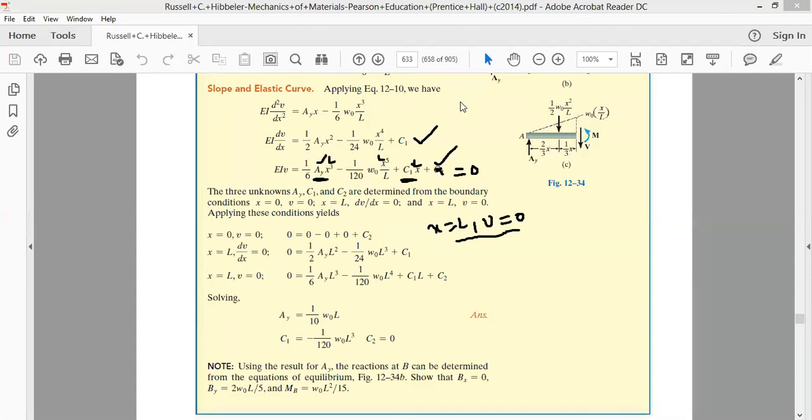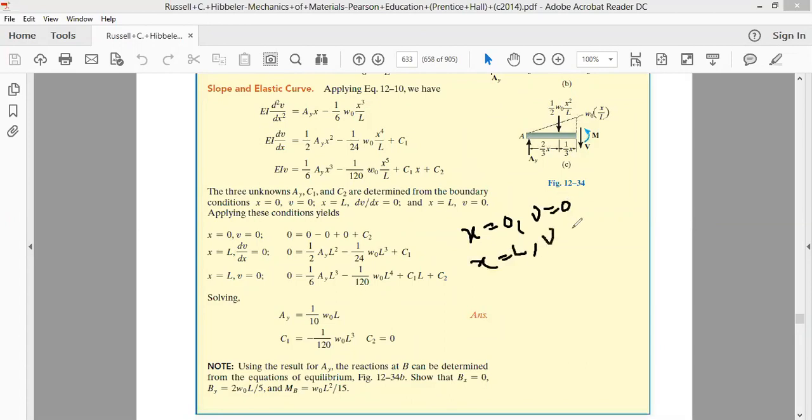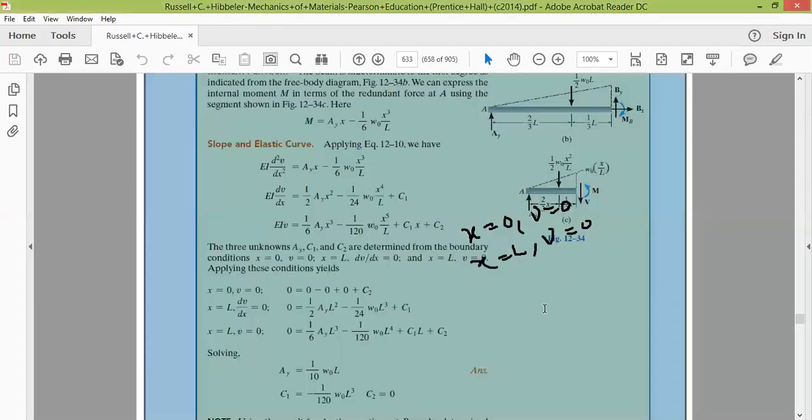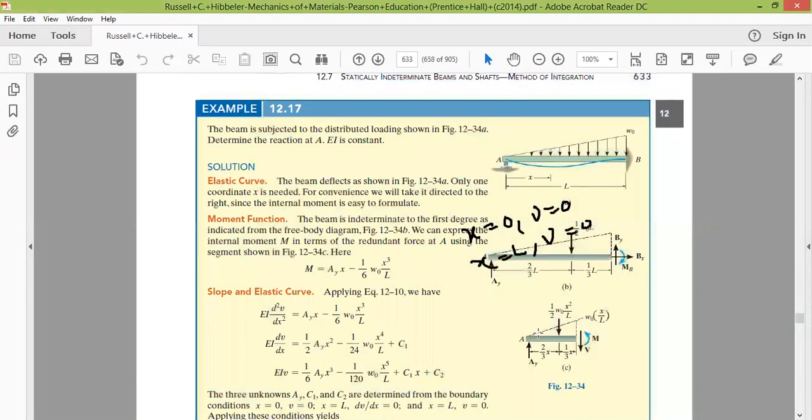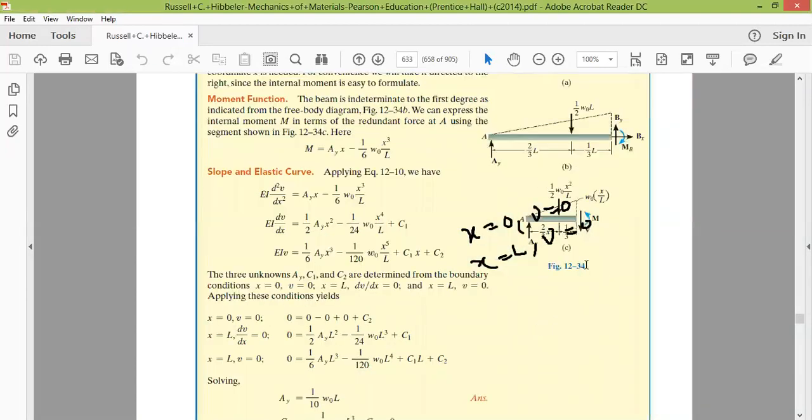That's okay. We need not worry about this equation because the boundary conditions that we have are: at x equal to 0, the value of our deflection is equal to 0. At x equal to L, again the value of our deflection is equal to 0. Now, if you return back to the deflection curve at x equal to L, that's very important.